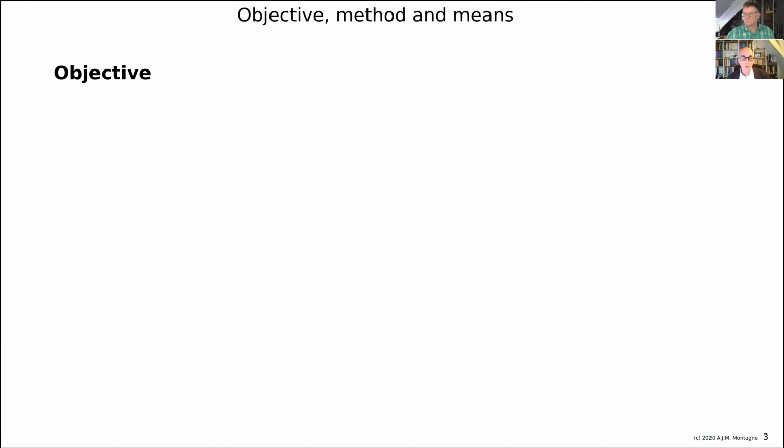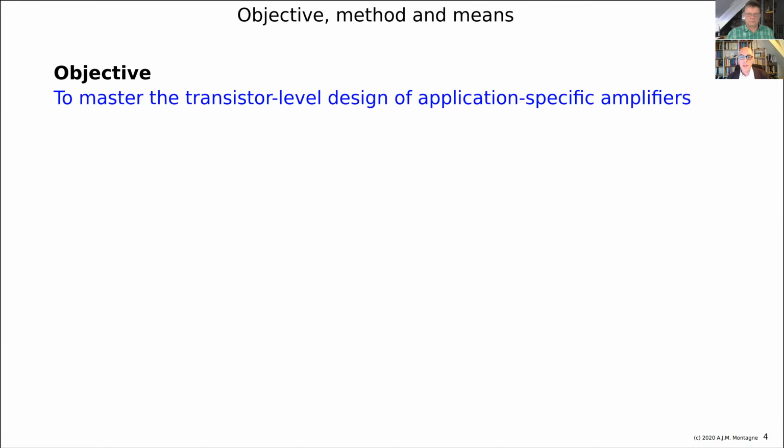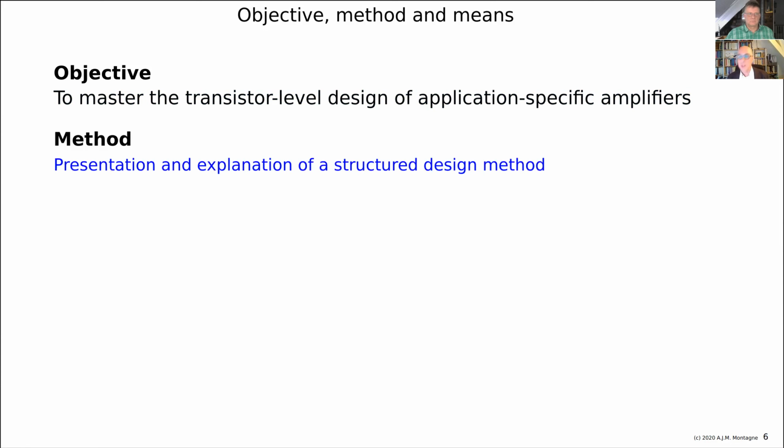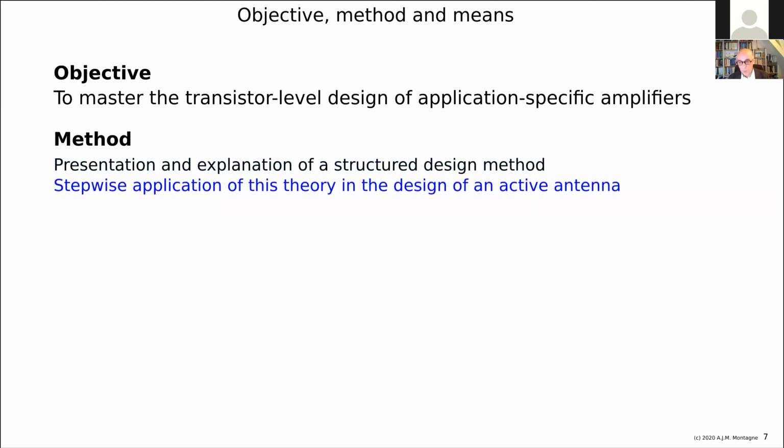What are we trying to do? We are trying to let you master the transistor level design of application specific amplifiers. That is what we are going to do in this course. And the method that we will use is, as of now, we will present and explain all kinds of material from the structured electronic design method. And we will stepwise apply this theory in the design of an active antenna.